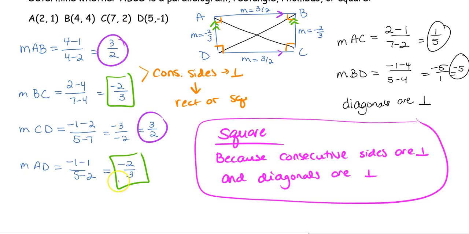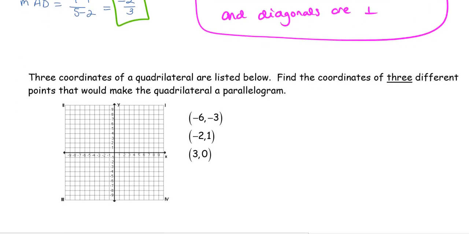Each step along the way is going to help you eliminate options. So the sides eliminate the parallelogram and the rhombus because my consecutive sides were perpendicular. That limited me down to a rectangle or a square. Then the diagonals will narrow it down from 2 choices to 1.